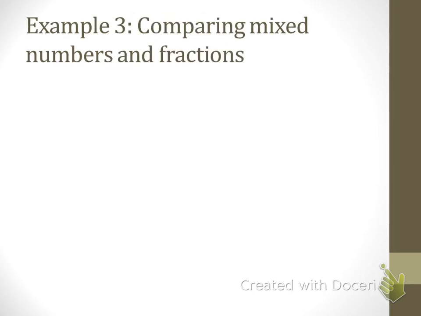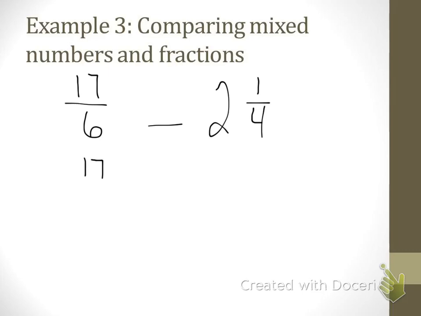Okay, so now in example 3, we're comparing mixed numbers and fractions. So we have the fraction 17 over 6, and we're comparing it to 2 1/4. Well, the first thing I need to do is convert everything to an improper fraction. My first one's already an improper fraction, right? So the only one I need to work on is my second fraction. What would 2 1/4 be as an improper fraction? 9 over 4. There's no work to show. You can use mental math.